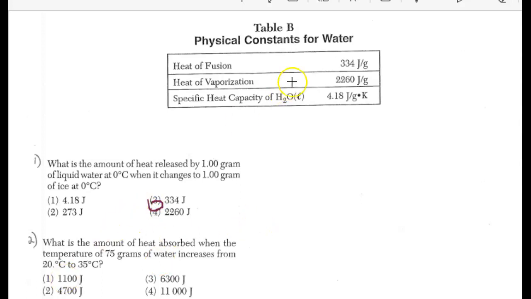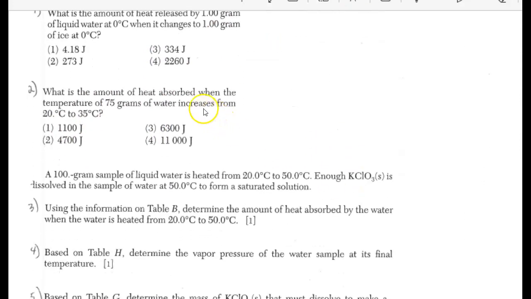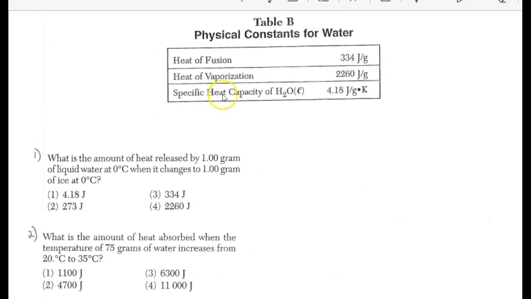Let me scroll down a little bit. Let's look at question 2. What is the amount of heat absorbed when the temperature of 75 grams of water increases from 20 to 35 degrees Celsius? Now there's going to be a delta T. This is Q is equal to MC delta T. And let's go ahead and plug in the values. And because it's water, we're going to use the specific heat capacity for water as a liquid, this 4.18.